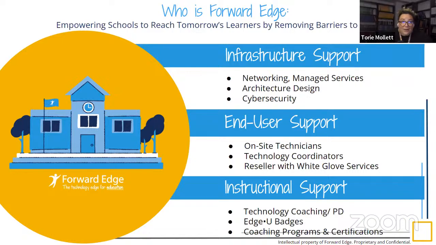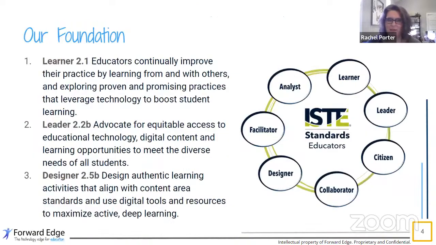So that's a little bit about us here at Forward Edge, and without further ado, Rachel, I'm turning the spotlight over to you. I can't wait to hear what you have for us today. All right. Thank you so much, Tori. As Tori said, my name's Rachel, and I am a 24-year veteran educator. Most of my educational career has been in high school or junior high language arts, although I did have a 3-year stint teaching kindergarten.